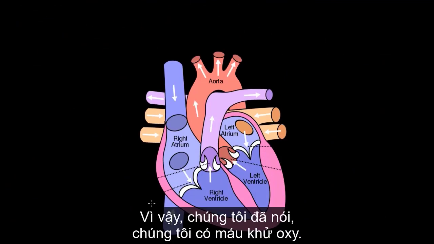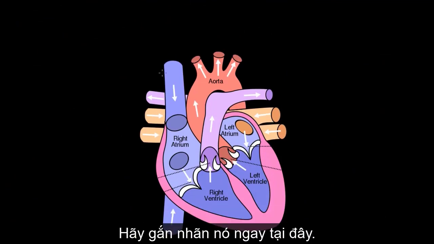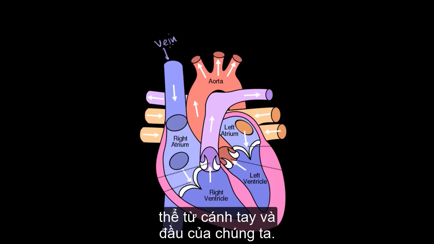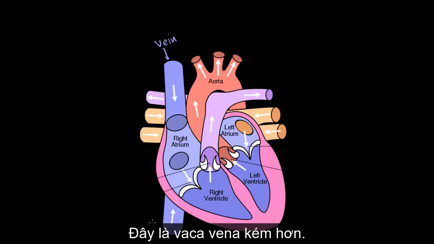So we said we have deoxygenated blood. Let's label it right here. This is the superior vena cava. This is a vein from the upper part of our body, from our arms and heads. This is the inferior vena cava. This is veins from our abdomen and from our legs and the rest of our body.